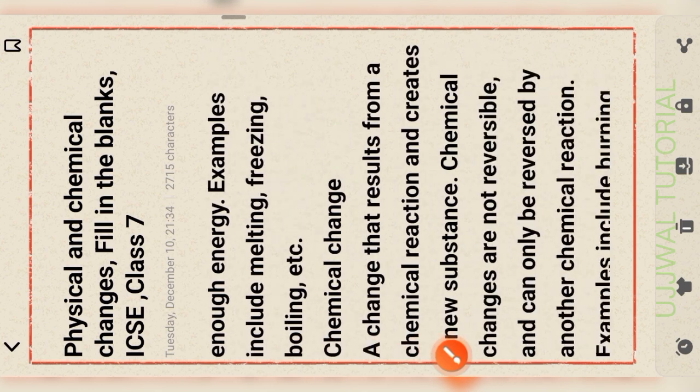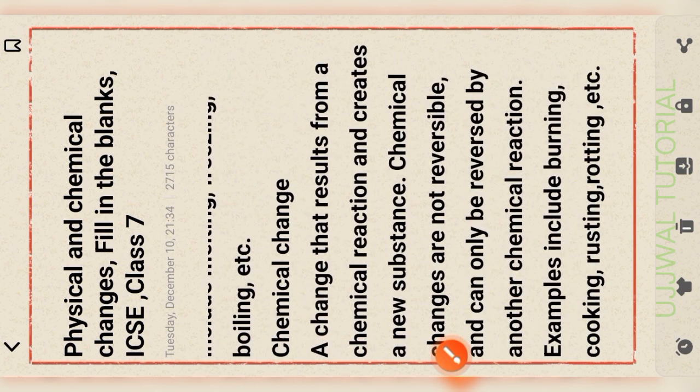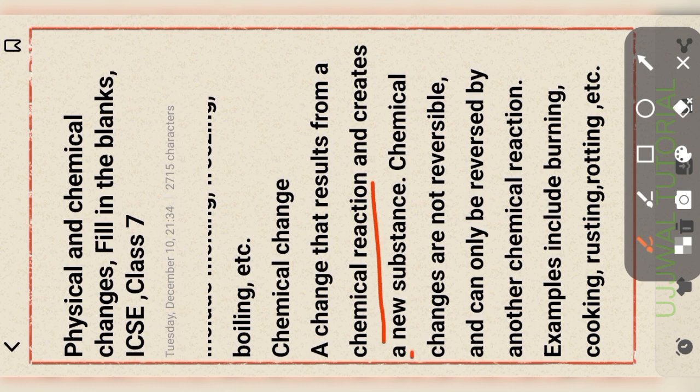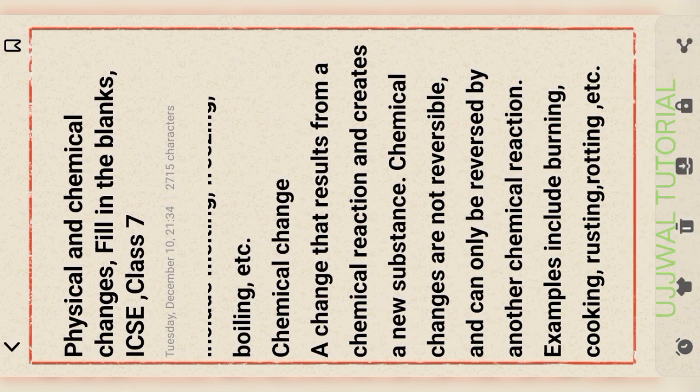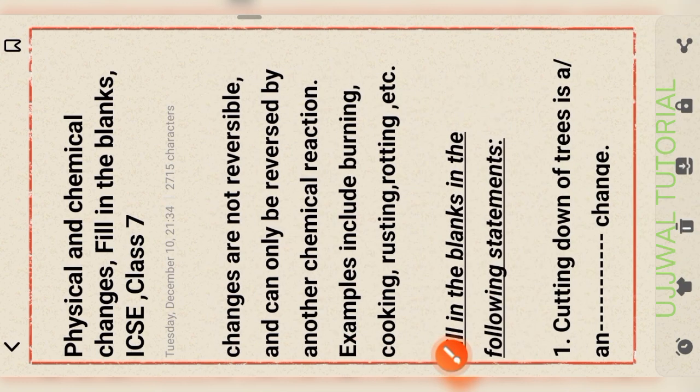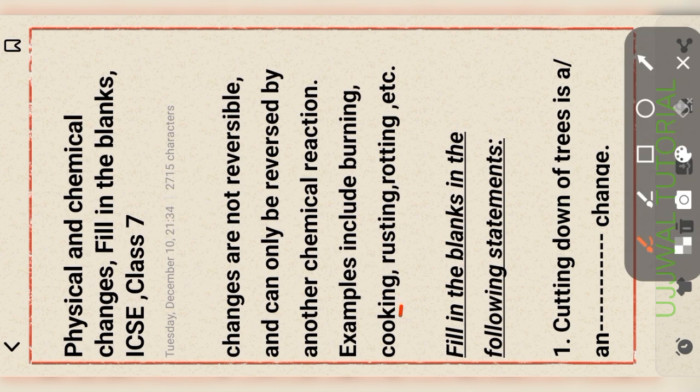Chemical changes are changes that result from a chemical reaction and create a new substance. Chemical changes are not reversible, that is irreversible, and can only be reversed by another chemical reaction. For example, they include burning, cooking, rusting, rotting, etc.